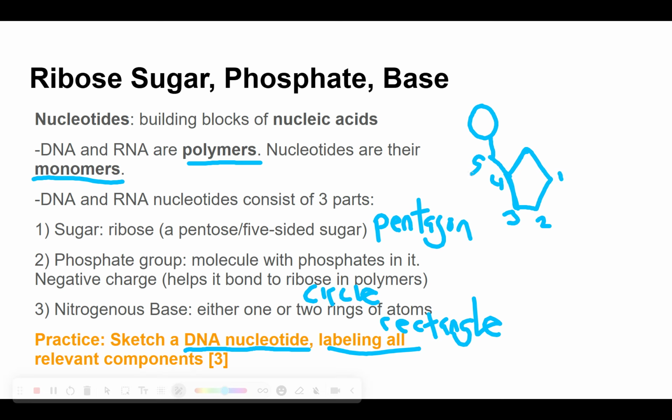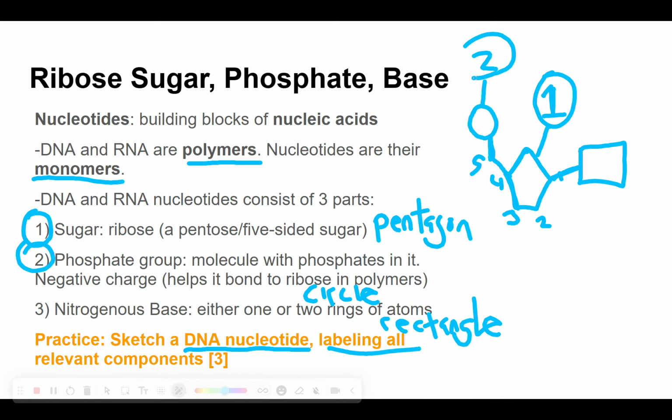You want to draw the phosphate group coming off a little straight edge that makes a 5th corner above the left-hand side of the pentagon. At the first corner, that's where you want to draw the rectangle. And remember, you need to also be able to label these. So the sugar is the pentagon. This is our number 1. The phosphate group is the circle. This is our number 2. And the nitrogenous base is the rectangle. This is our number 3.